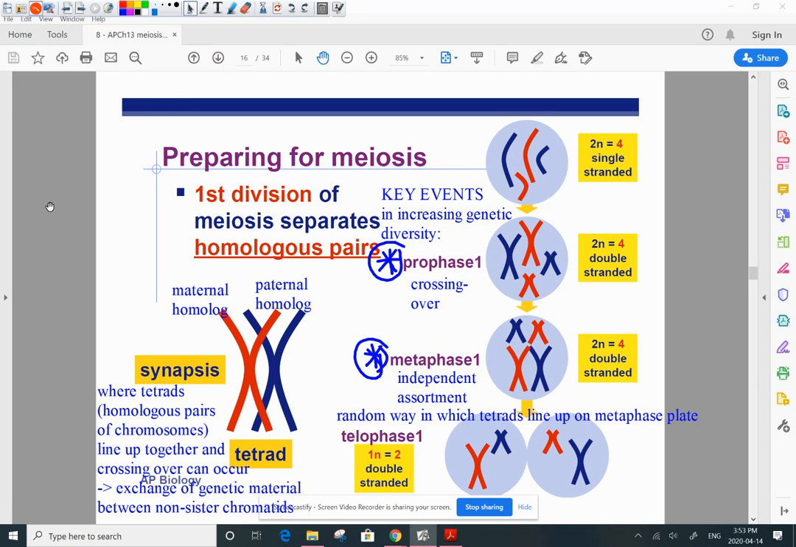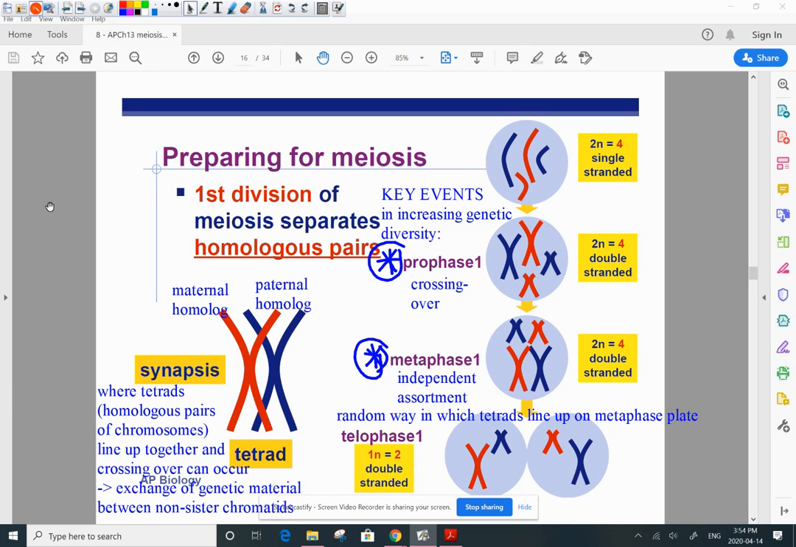So a couple of key events that we're going to be talking about. This video is focusing on genetic diversity. And so in meiosis, we're creating gametes and we're creating offspring that are not the same as the parent. They're diverse, they have variety. And so the first major event is occurring in prophase 1, and that event is called crossing over. The second major event that's going to increase diversity, that's going to scramble the genes to make offspring different than the parents, is happening in metaphase 1, and it is called independent assortment.